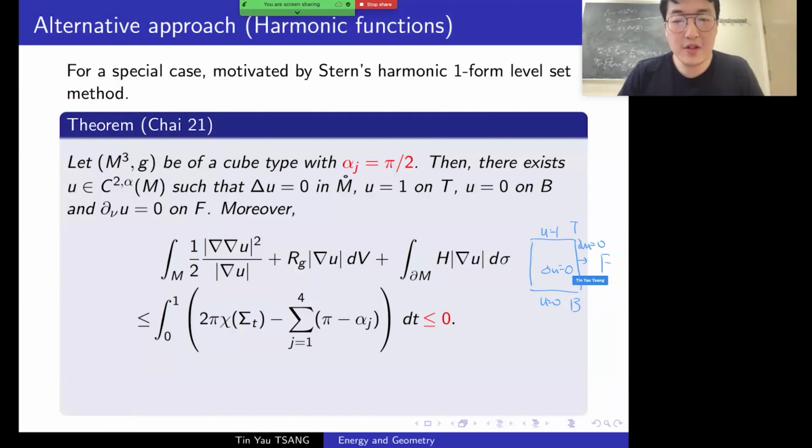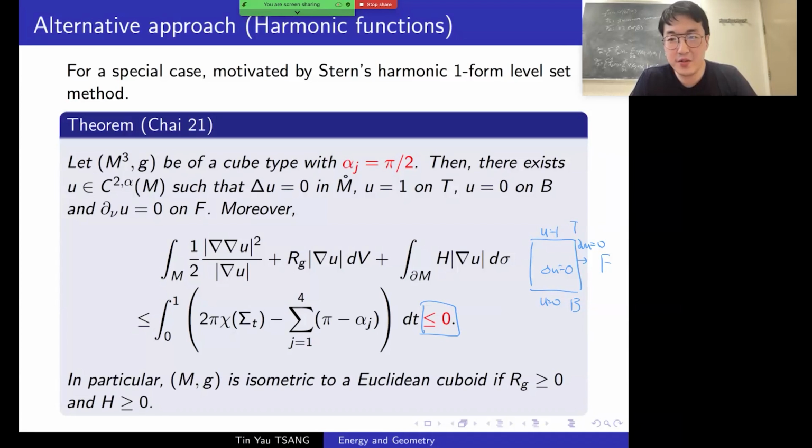Okay, so for this function, we will have this integral formula comparison. What's interesting about this formula is that we don't have to assume any curvature assumption. We don't have to assume any mean curvature assumption. So it is by itself true. Moreover, because the angle is assumed to be at most π/2, we know that the last line will be less than or equal to 0. And hence we have the following. If we assume the curvature is nonnegative and the mean curvature is nonnegative, then it turns out that the Hessian of U will be 0, which means gradient U is parallel.